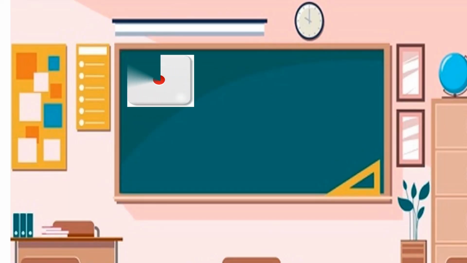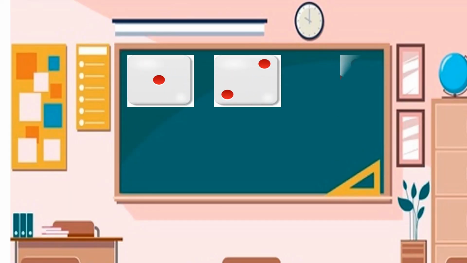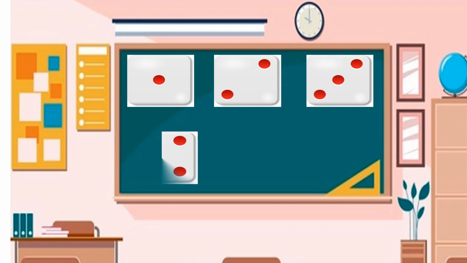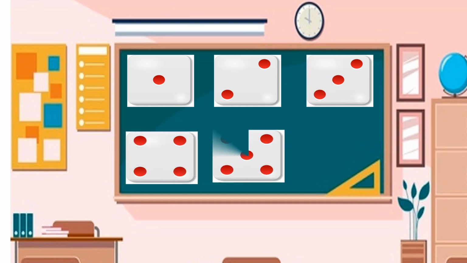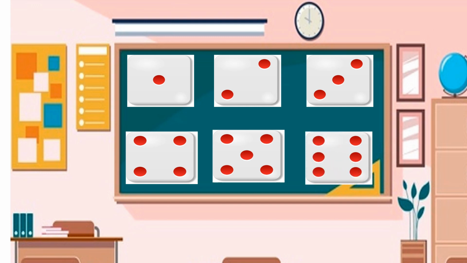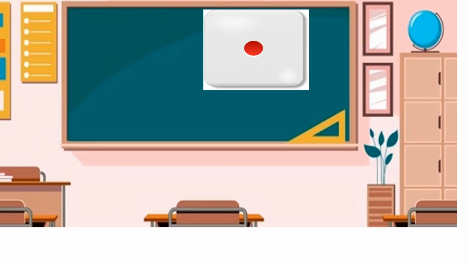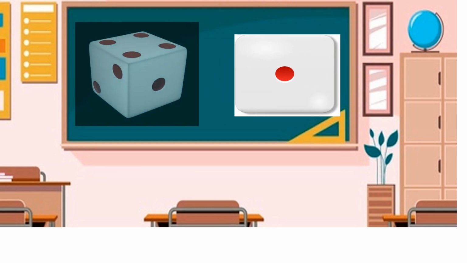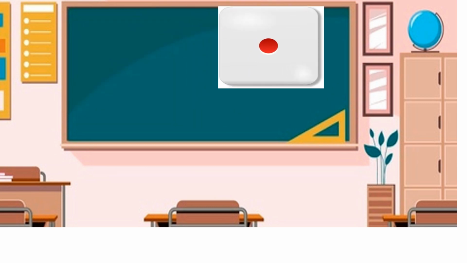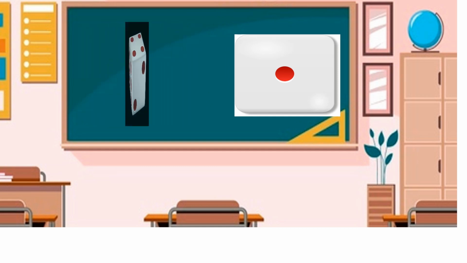A die can be a 1, 2, 3, 4, 5, or 6. How many possible outcomes in rolling a die? That's right, there are 6 possible outcomes. Now, let us find the probability of getting 1. How many faces can you see that contain only 1 dot? That's correct, there is only 1.